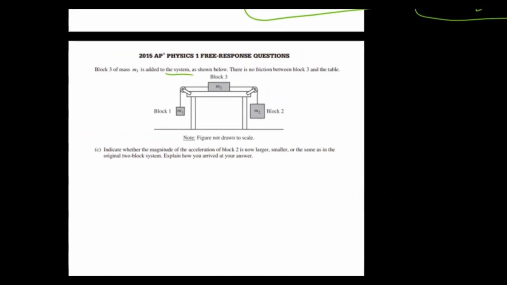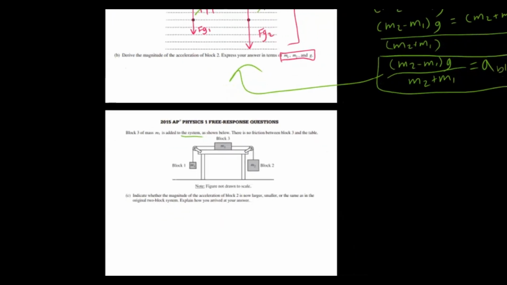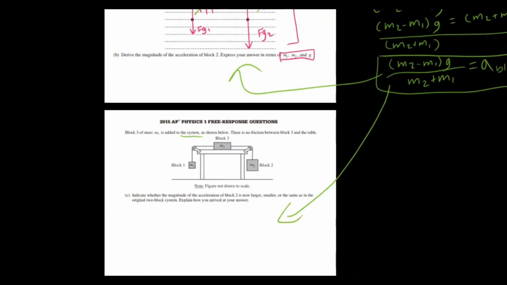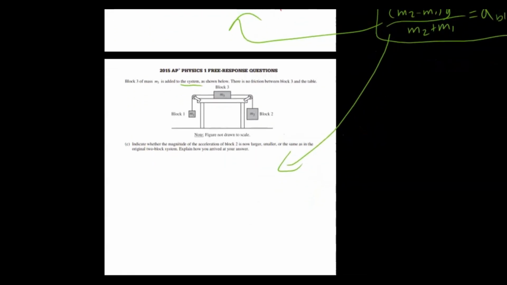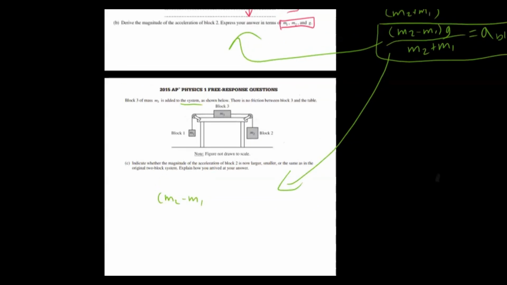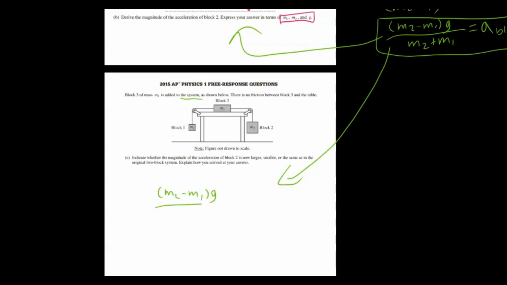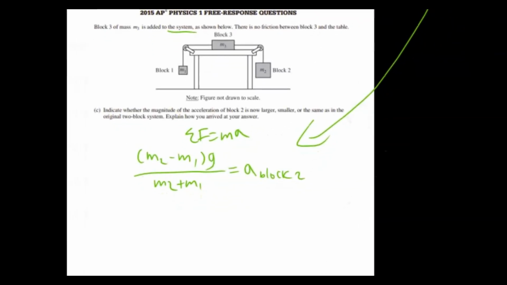So if you were actually doing this problem, you would probably have to give a written explanation. But I'm just going to transfer this equation we had before, and let's just look at it in its components, and I think it would make a lot of sense. So (m2 minus m1) times g, this entire thing over m2 plus m1 equals the acceleration of block 2. And I'm also going to write Newton's second law. So let's look at this problem. If you were to add another block to the entire system, what would actually change about the system, right?